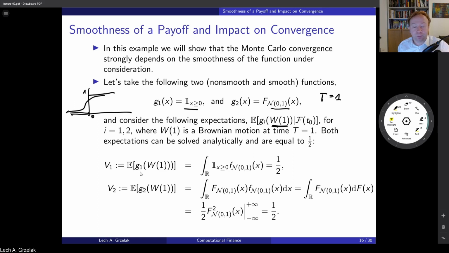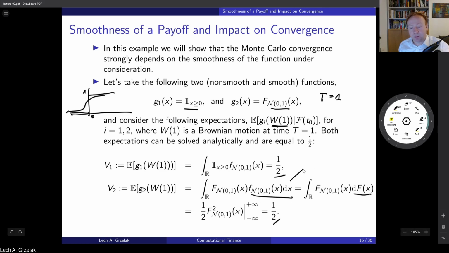Theoretically, we can prove, and that's rather easy, that in both cases, the expectation for functions g1 and g2, we always have half. So for both cases, we have half. It's an integral of the indicator function times the density. We know this will be the density of a N(0,1), because we have a variance of 1 for time equal to 1. So this will be half of the integral from 0 to infinity of a normal PDF, that's half. And for the second case, we end up with the density times the CDF, f(x) dx, which is equal to dF.